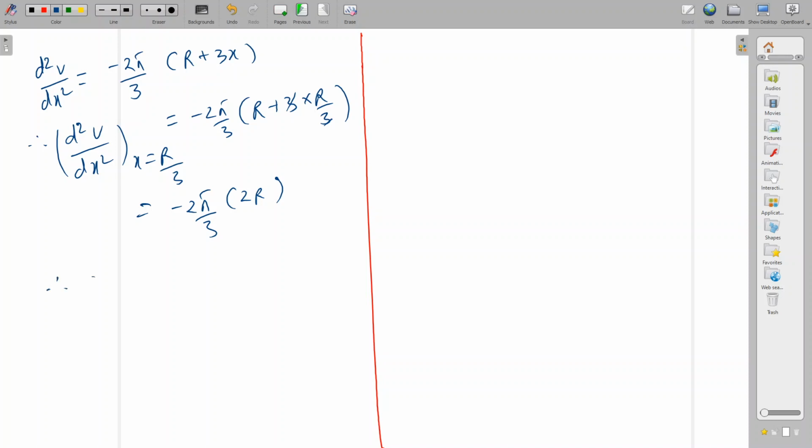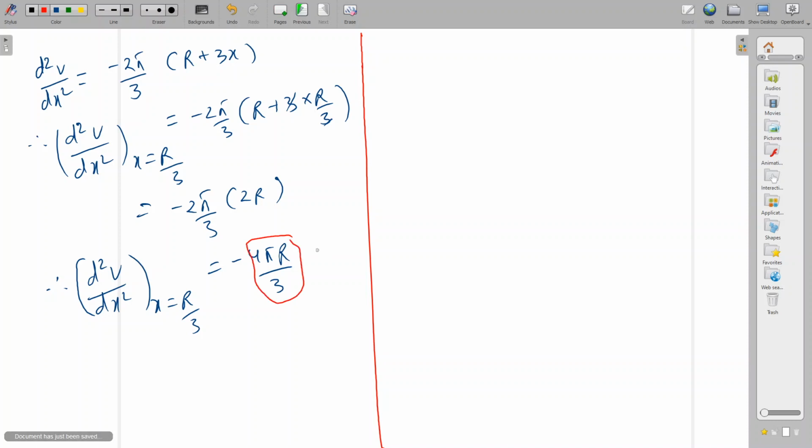Therefore, we will get d square V by dx square when x equal to r by 3, and that is equal to minus 4 pi r square by 3, and here this quantity, that is 4 pi r by 3, is positive. So positive into negative is negative. So this will be less than 0. Therefore, we can say that V is maximum.